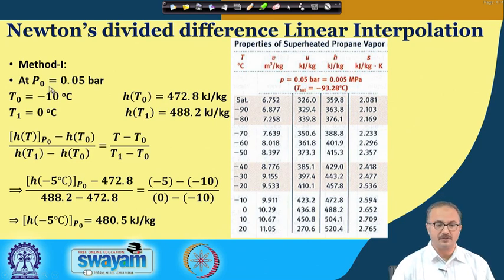So, in method 1, let us take P0 to be 0.05 bar, and let us choose the temperatures as 0 degree centigrade and minus 10 degree centigrade. Here are the enthalpy values at these two temperatures and at this particular pressure. Now, the given temperature is minus 5 degree centigrade. So, at this temperature, at this P0 pressure, we find the value of the enthalpy from Newton's linear interpolation formula.